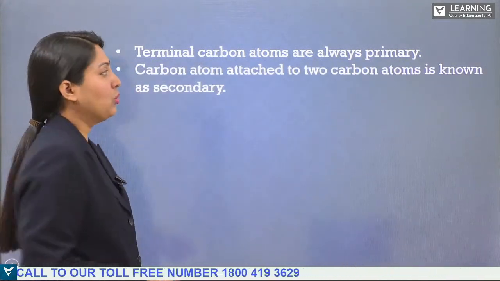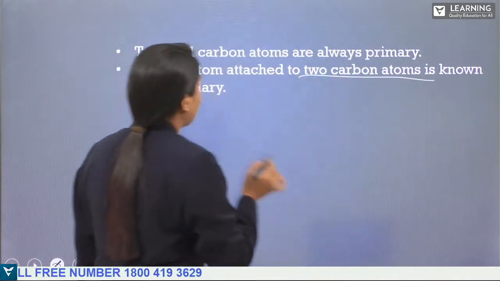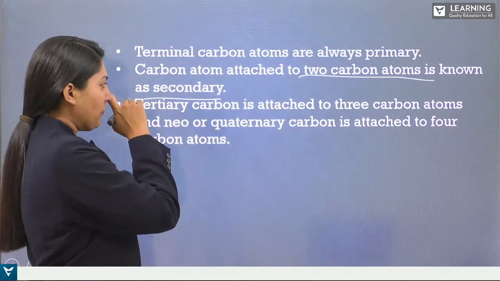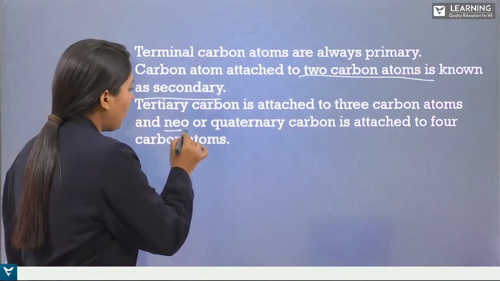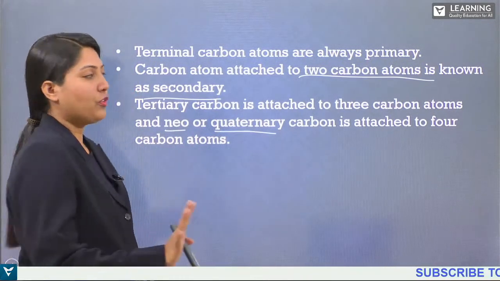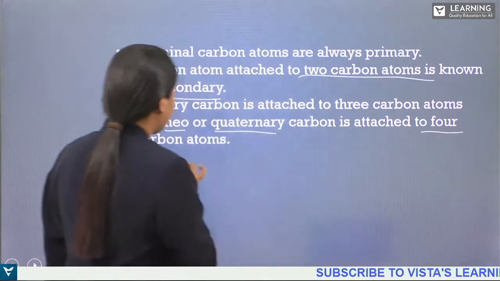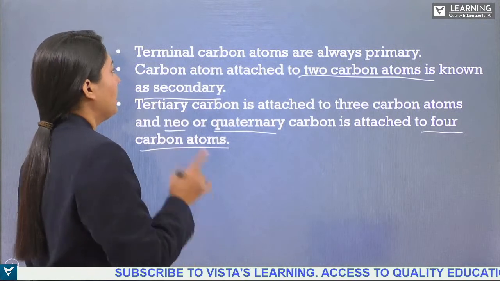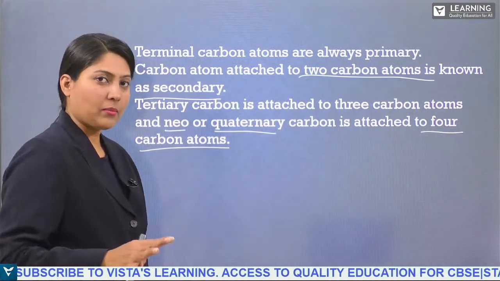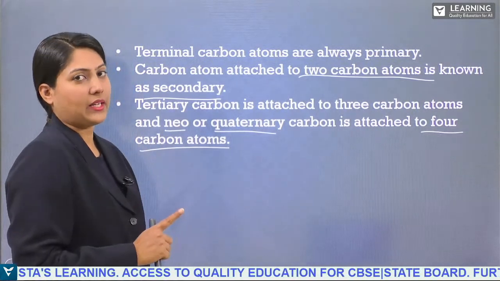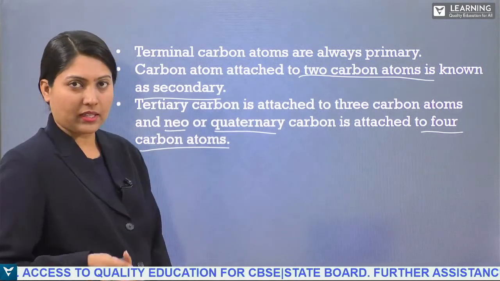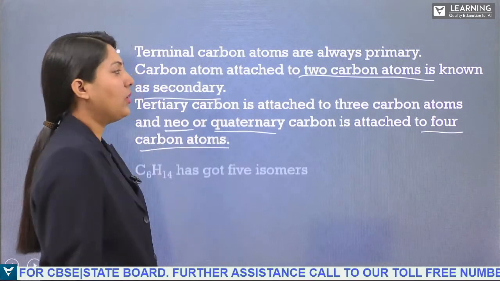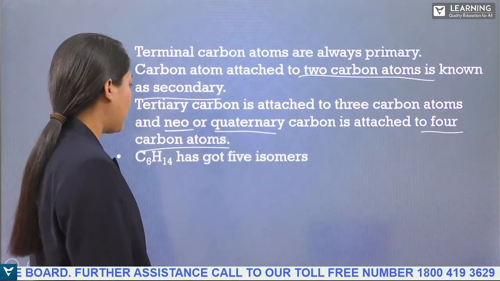A carbon atom attached to 2 carbon atoms is known as secondary. Attached to 3 carbon atoms, it is tertiary, whereas neo or quaternary has 4 carbon atoms attached to the single carbon atom. So remember: for primary, no carbon atom or only one carbon atom; for secondary, 2 carbon atoms; tertiary, 3; quaternary or neo, 4 carbon atoms attached to the carbon atom.